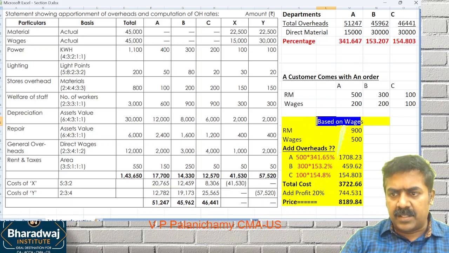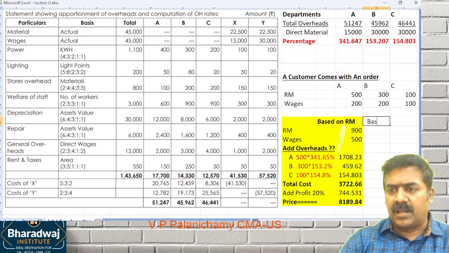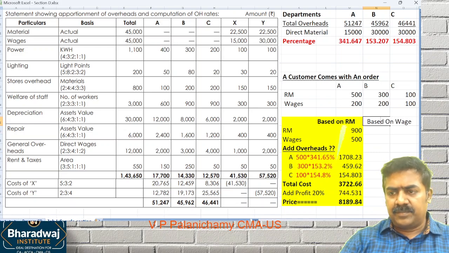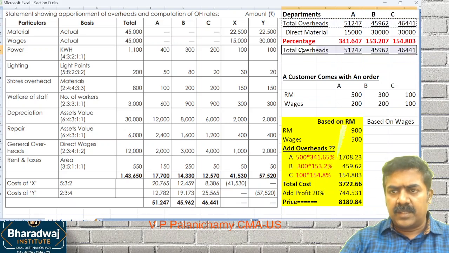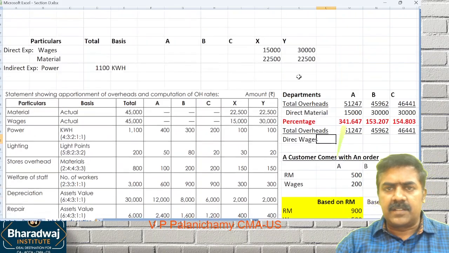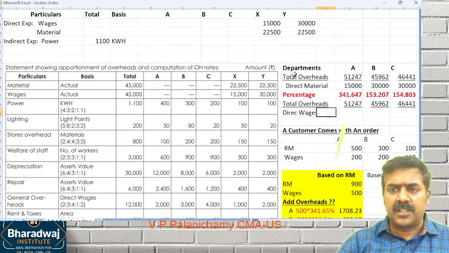Sorry, overheads are absorbed based on material, or raw material. The overheads also can be absorbed based on wages. Overheads can be absorbed based on which one? Wages. Total overheads we know, divided by the direct wages. See the direct wages: 30,000, 45,000, 60,000.